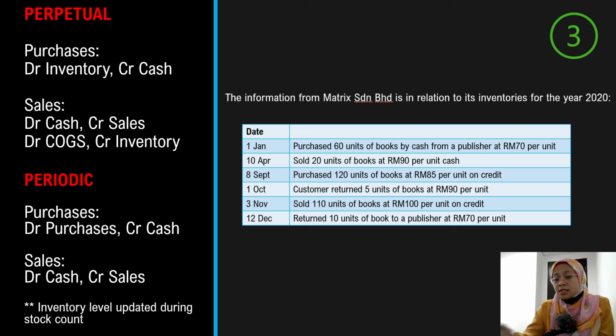When we sell to our customer, we receive cash. So debit cash, credit sales. And you have another double entry which is debit cost of goods sold, credit inventory. So this is the additional double entry if you are using the perpetual method. Whereas for periodic, we don't have to update the inventory level. So the double entry is as direct as debit cash, credit sales. Again, the inventory level will be updated during the stock count.